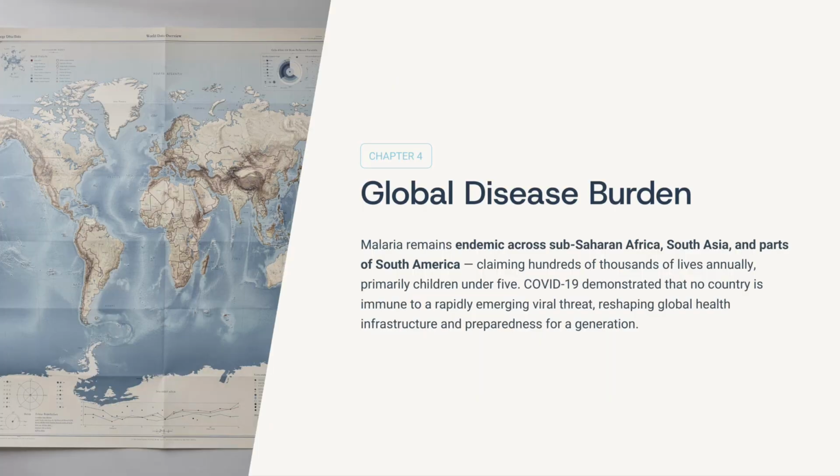Malaria remains endemic in many regions, and the global disease burden slide reminds us that infectious diseases claim hundreds of thousands of lives annually, often among young children in low-resource settings. COVID-19 showed that no country is immune to rapidly emerging threats, underlining the need for resilient health systems.